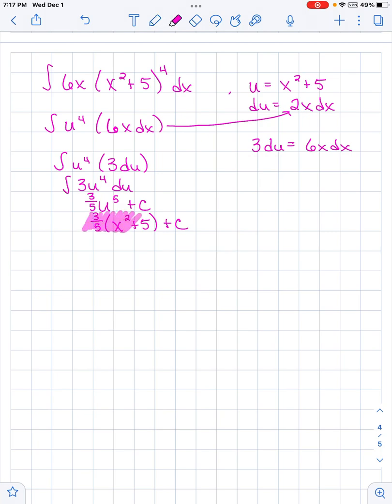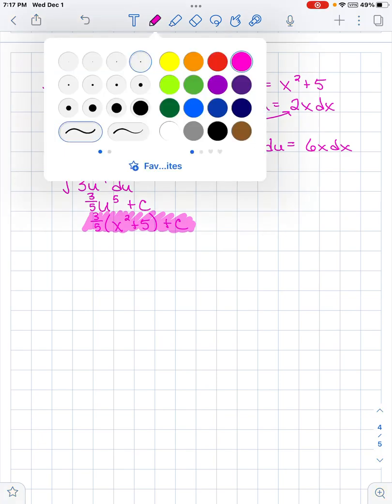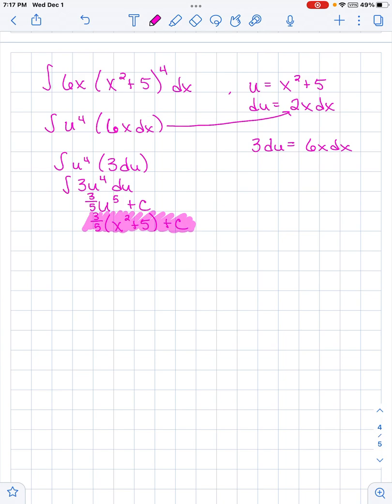Not too bad. Okay, I'm going to give you another one to try. Oh, that's not a very good combination, but I'll use a different color next time. I'm going to give you one to try now. So this is the first one. Try this, please. All right, give that a shot. See if you can modify your du to match what we have in the integrand.